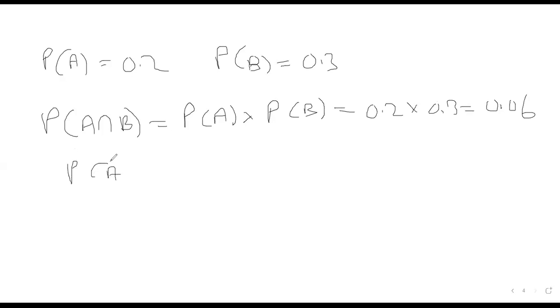What is the complement of A? It's what is outside A. If A has 20%, what doesn't A have? A and its complement must add up to 1. So it's simply 1 minus A itself. So 1 minus 0.2 is 0.8.